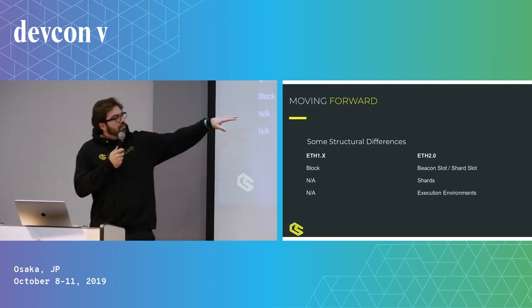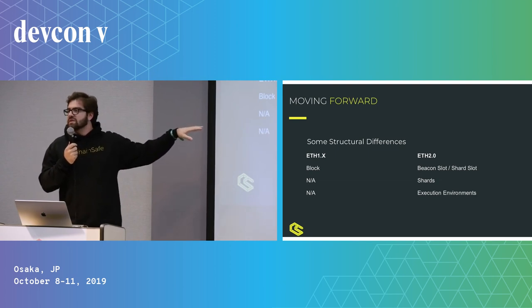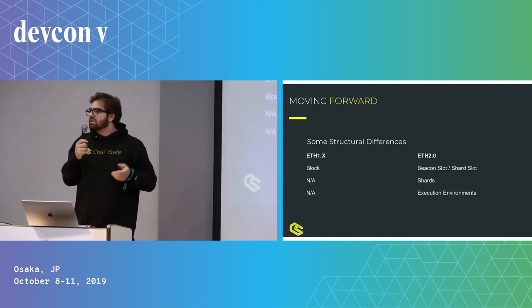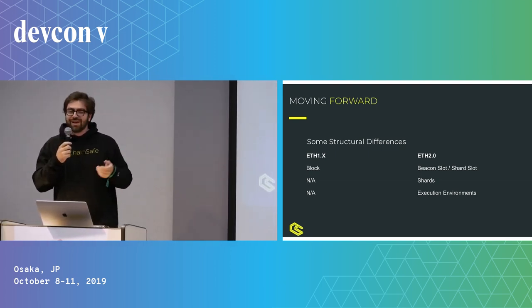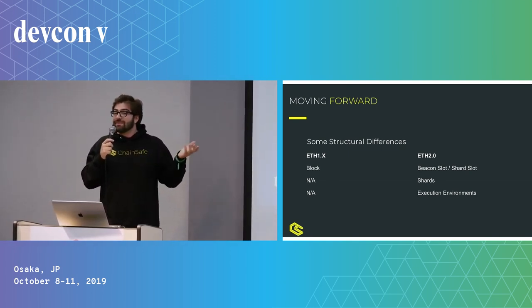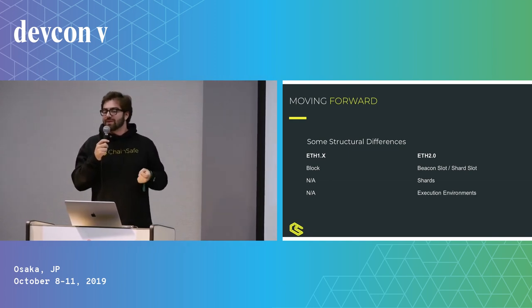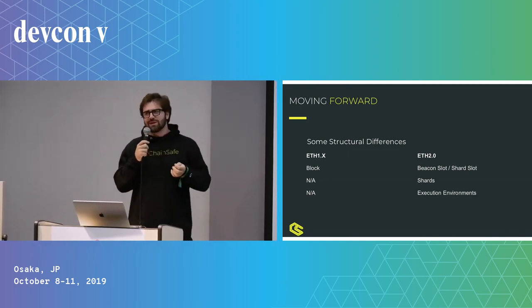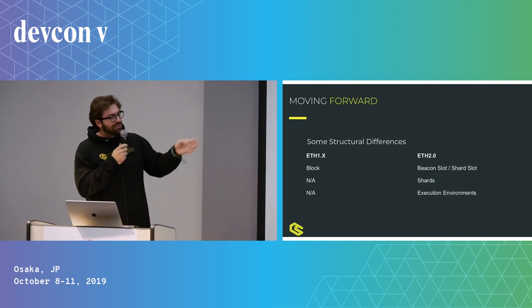So that's a problem. We also have shards. Shards don't exist in Eth1, so I don't know what you'd do there. What would Ethers do when you say get block? Where do you go? There are two blocks, and there are also many shards. And then we have execution environments.